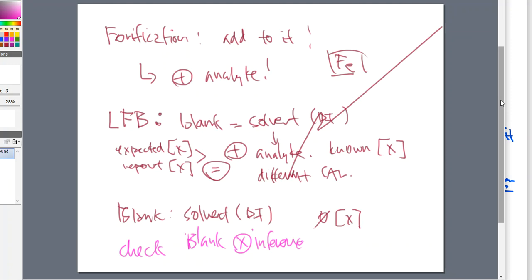Okay? So that's the purpose of the LFB. We are making sure the blank, aka the solvent, does not interfere with the sample analysis. Okay? So that's the LFB at its heart. That's why we use it, and that's why we do it.